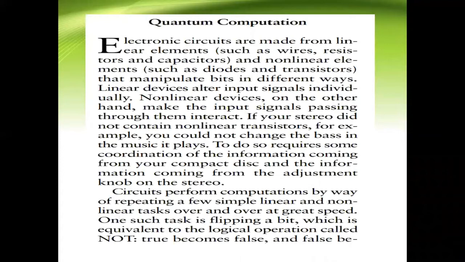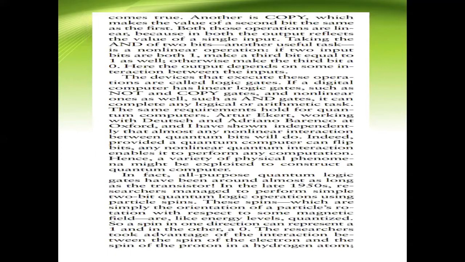Then quantum computation. In a conventional computer, capacitors, diodes and transistors are used. Here in quantum computation, only three possible things, that is gates, are used: NOT gate, copy gate, then AND gate. All the three are used.